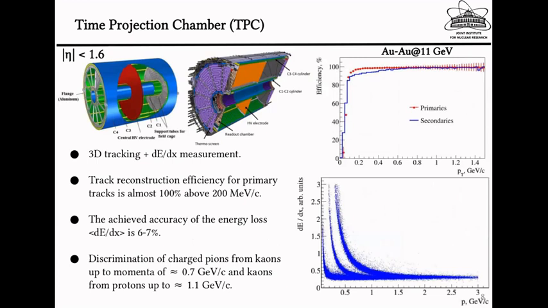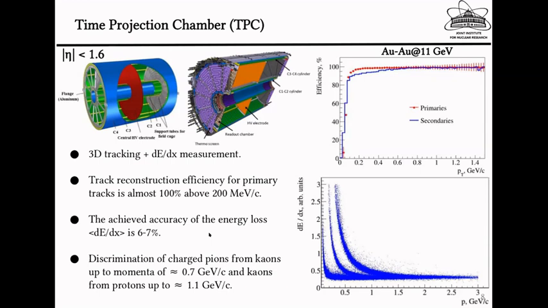As far as the function of TPC is concerned, it will provide 3D tracking and dE/dx measurement. The performance of the TPC is such that it can provide tracking reconstruction efficiency for primary tracks up to 100% beyond 200 MeV, and for secondary particles, it will provide around 100% above 600 MeV.